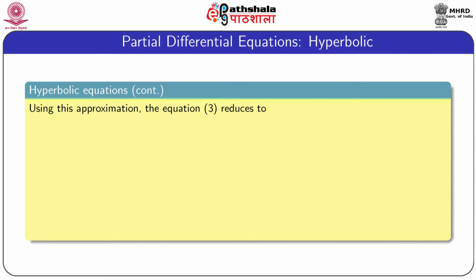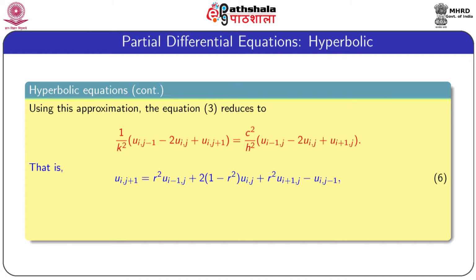Using this approximation, the given hyperbolic equation becomes this expression. After simplification, it reduces to equation 6, where the parameter r equal to c into k by h. Note that in this equation, the right hand side contains 4 values: u(i minus 1, j), u(i, j), u(i plus 1, j), and u(i, j minus 1). The first three values appear at the same level j, and the last value appears at the lower level j minus 1. If these 4 values are known, then we can calculate the value of u at the mesh point (i, j plus 1). So, this is also an explicit formula to solve the hyperbolic equation.